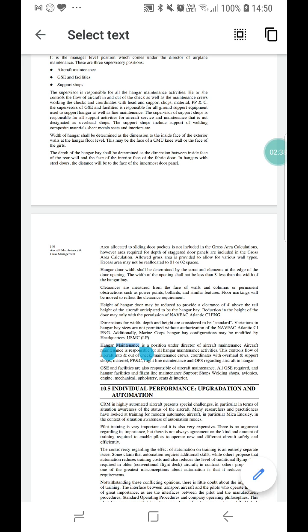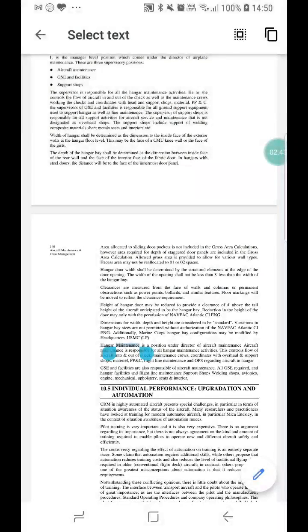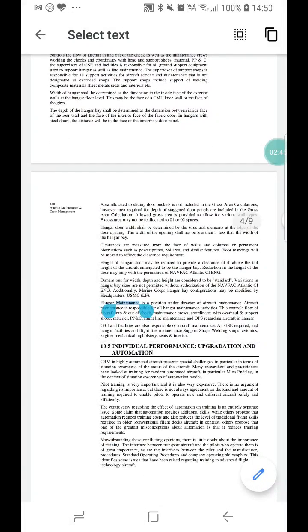The height of the hangar is also very important. The height of the hangar door may be reduced to provide clearance of 4 feet above the tail height of the aircraft, so that the aircraft can enter. So a minimum 4 feet difference should be there. The reduction of the door height is done only when NAVFAC Atlantic gives us the clearance. We have standard practices and procedures given by the authorized departments, that is ICAO and NAVFAC Atlantic.